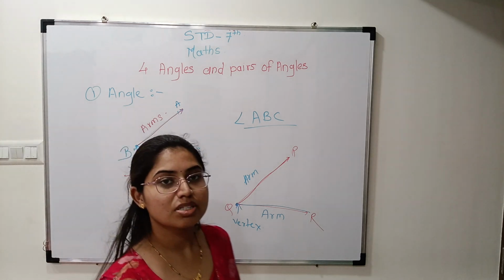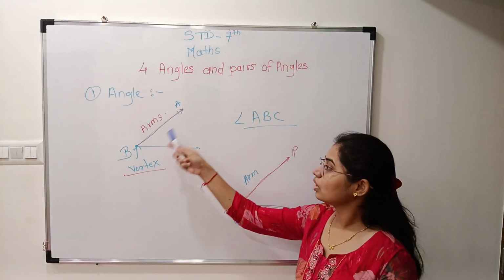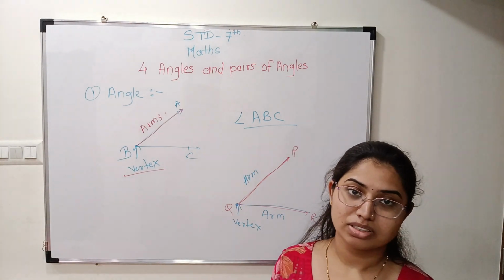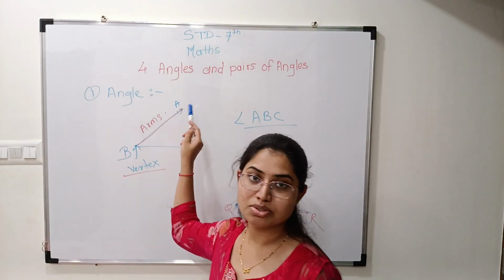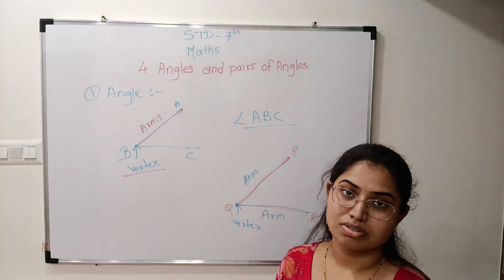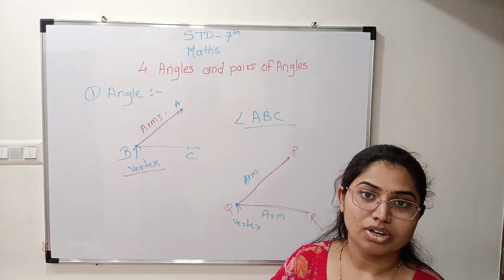So everyone understood what is meant by angle. Angle is formed by two arms with a common end point. This end point is called vertex, and these two rays are called arms.